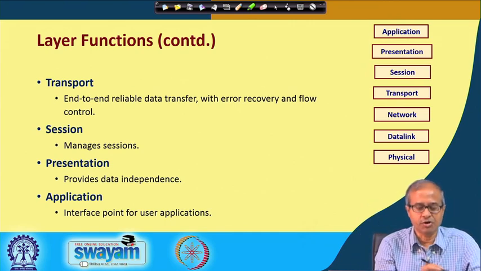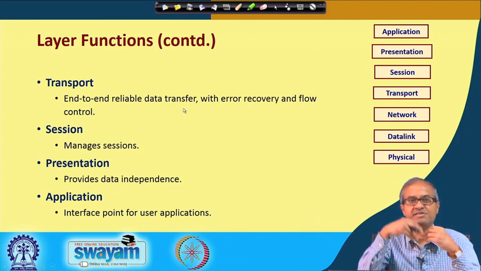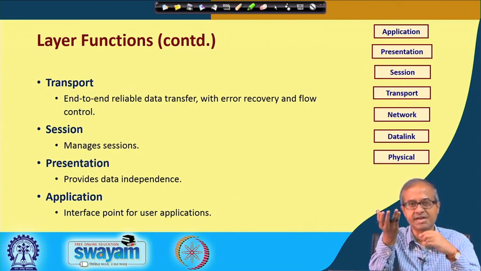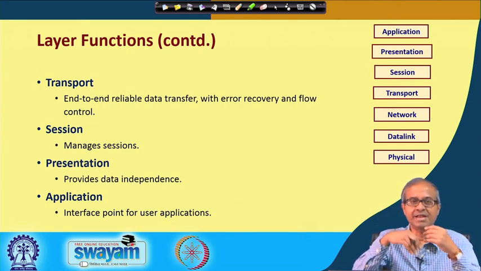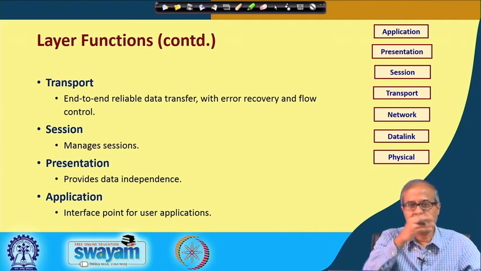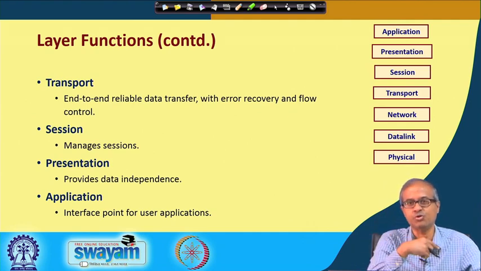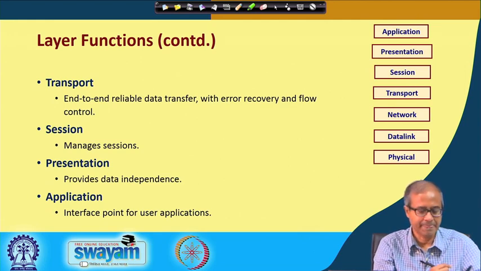Transport layer talks about end to end reliable data transfer. I am trying to send data to you, and I am asking you, have you received the data correctly? If you tell me no, then I will send the data again. I am not worried about what intermediate nodes are there. This is a direct host to host link.